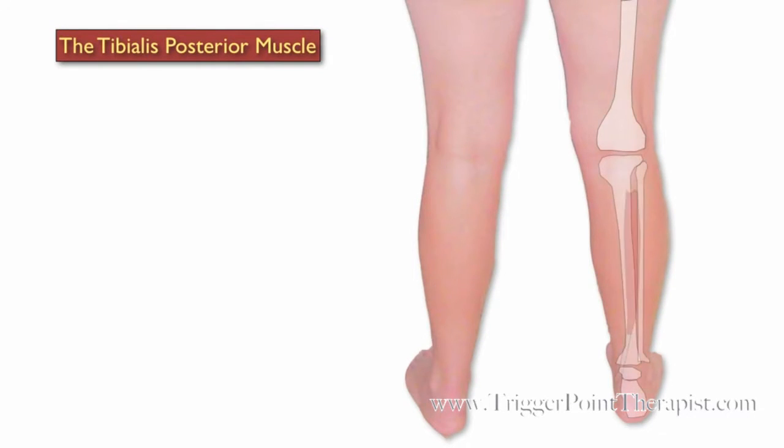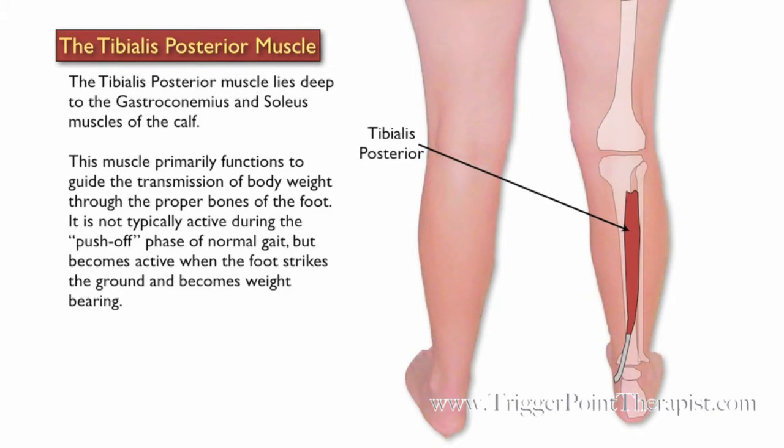Tibialis posterior muscle. The tibialis posterior muscle lies deep to the gastrocnemius and soleus muscles of the calf. This muscle primarily functions to guide the transmission of body weight through the proper bones of the foot. It is not typically active during the push-off phase of normal gait, but becomes active when the foot strikes the ground and becomes weight-bearing.